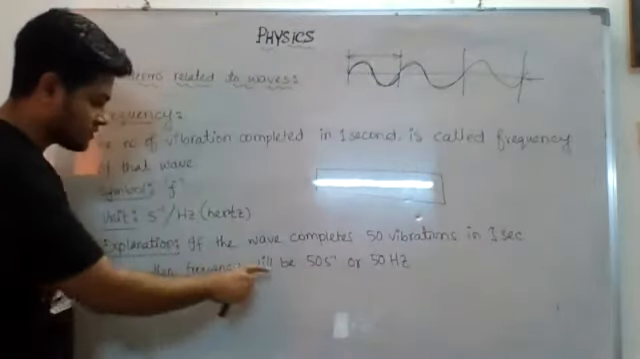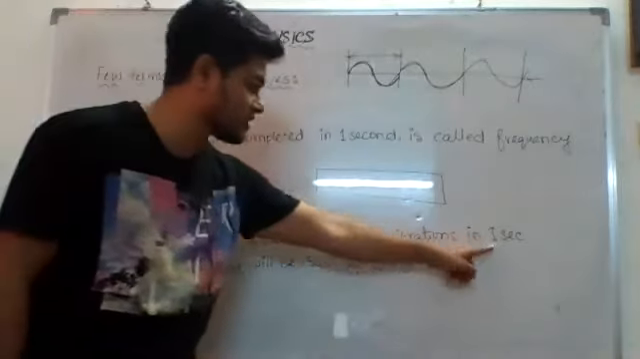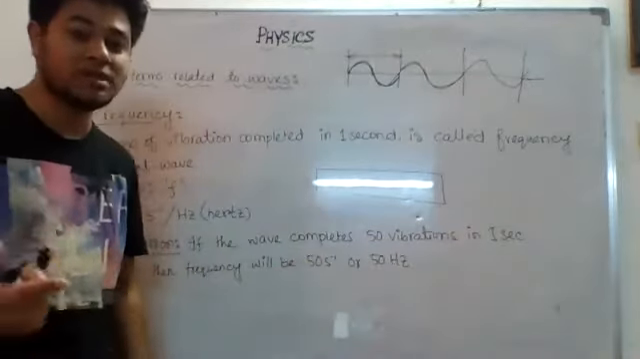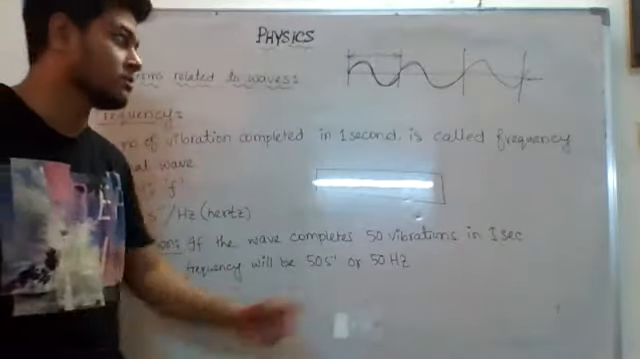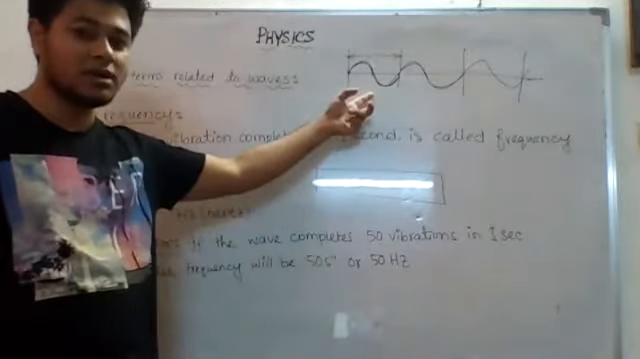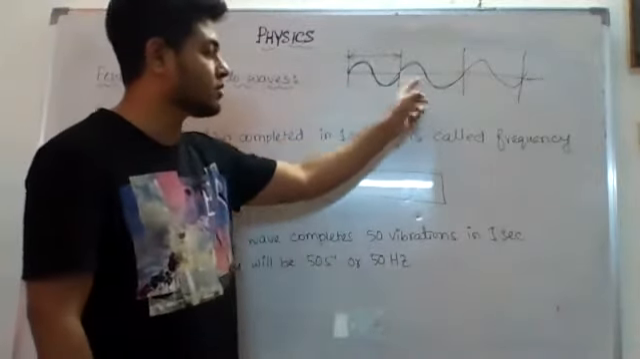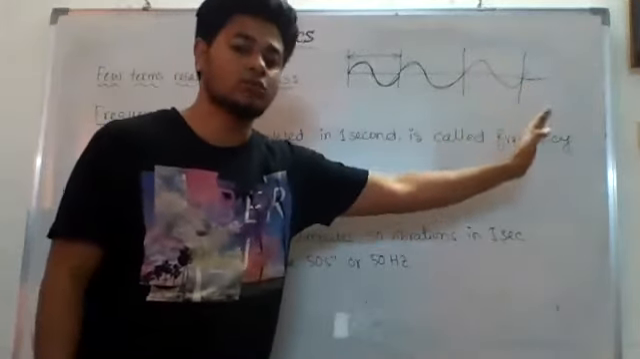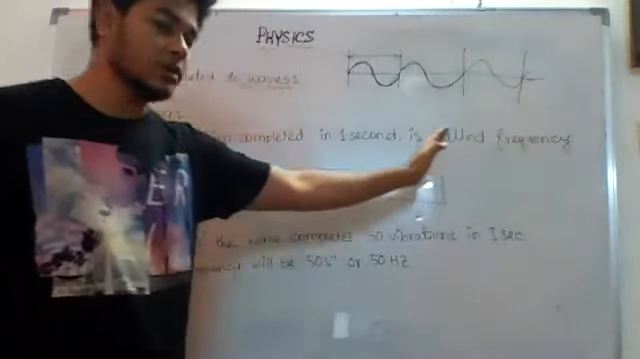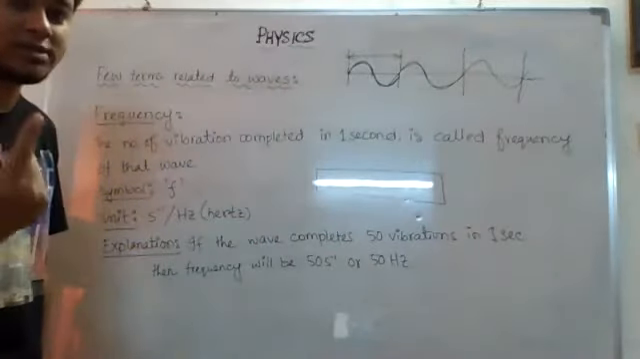2 per second means, see here I wrote 50 per second. If it completes 50 vibrations in 1 second, then 50 per second. Per second means 1 second, right? In every second it will complete 50 vibrations. But for the example that I gave here, in 1 second it will complete two vibrations. In the next 1 second another two vibrations, in the next 1 second another two vibrations. Do you understand this one? This is the frequency, the number of vibrations completed in 1 second.